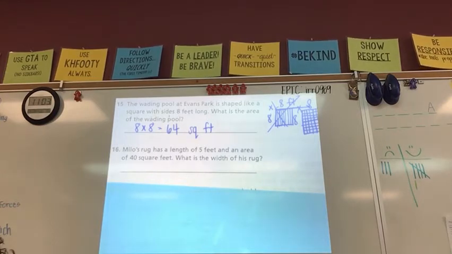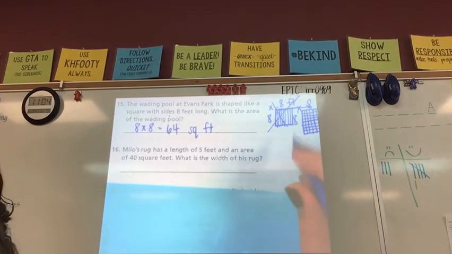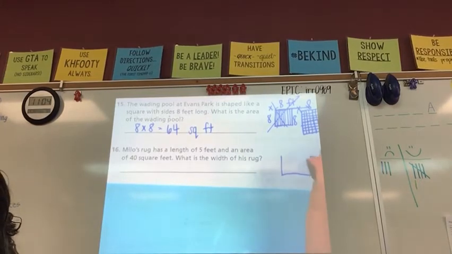Someone I haven't heard from in math yet. Miss Ryland, we're talking about a rug. What shape would that probably be, a square or a rectangle? Probably a square or a rectangle. Let's go ahead and do a rectangle, because I think more often than not rugs are rectangles. So first, draw a rectangle.